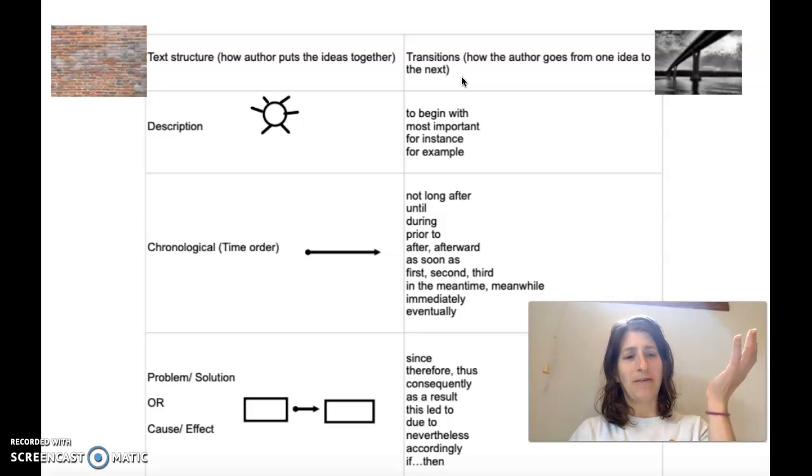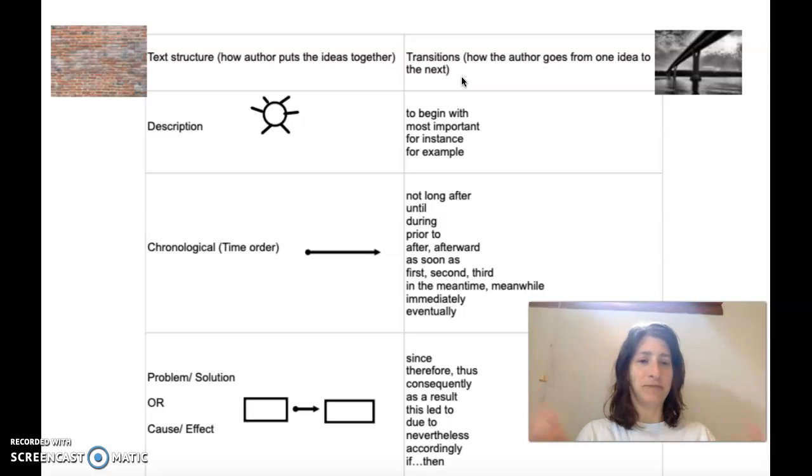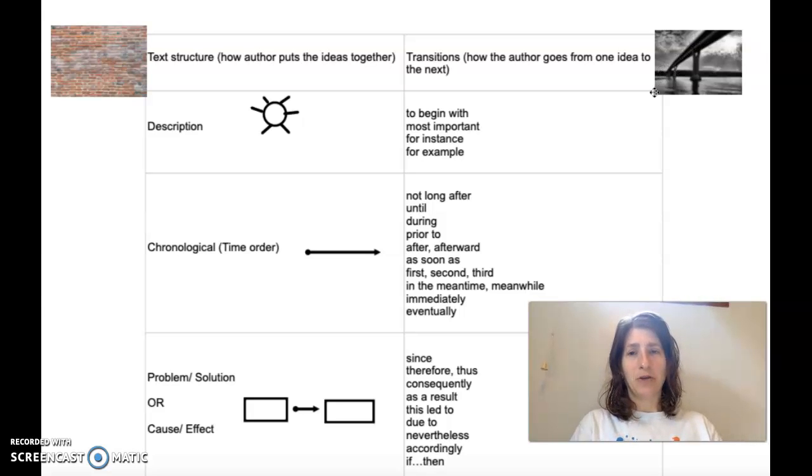It's kind of like, well, if I have this idea and this idea, I can't just put them together if they are not the same. I need a way that's going to get from one side to the other. Just like a bridge helps you get from one side of a body of water to the other side of the body of water. So my structure is like my wall or my building, and my transition is like my bridge. Let's take a look at a couple of these together.